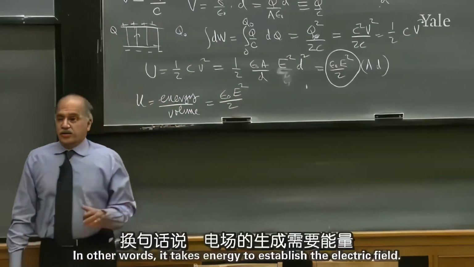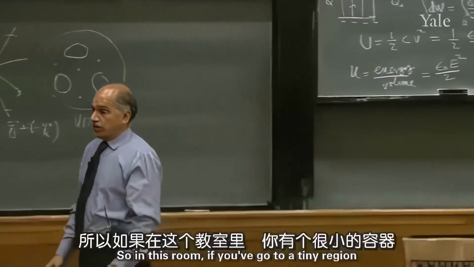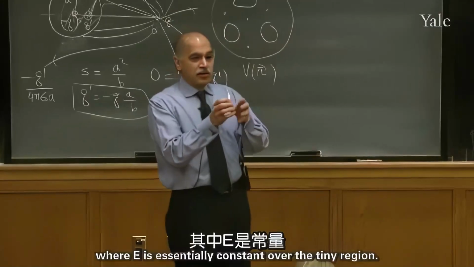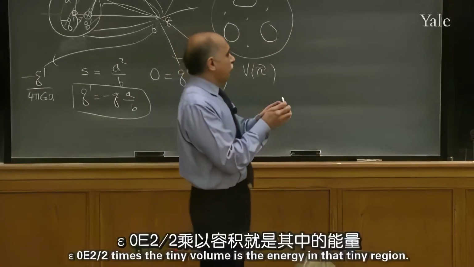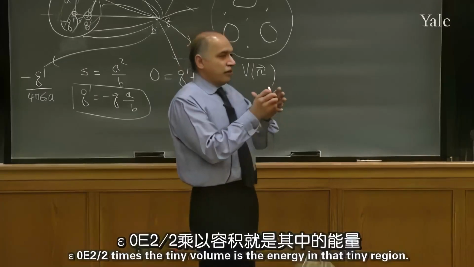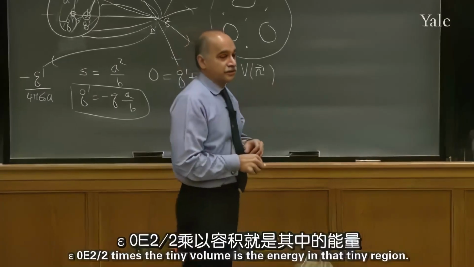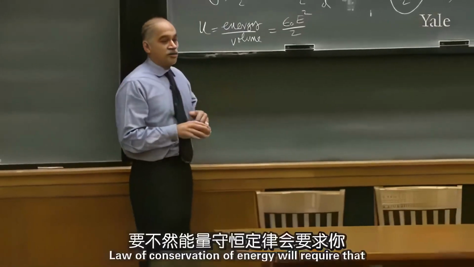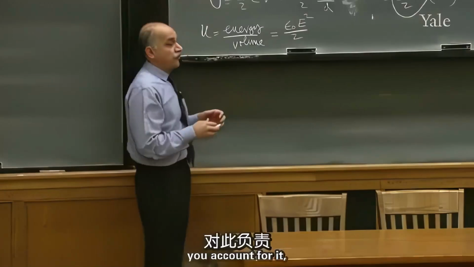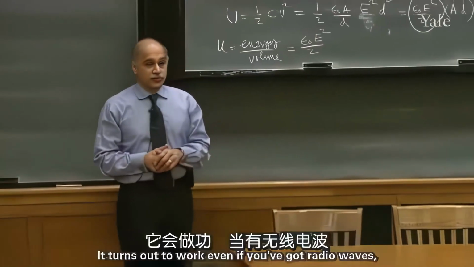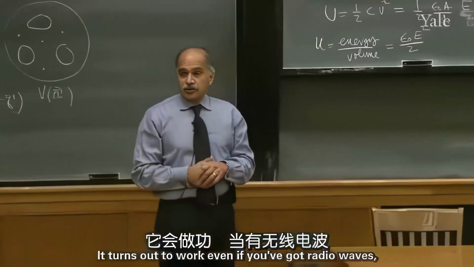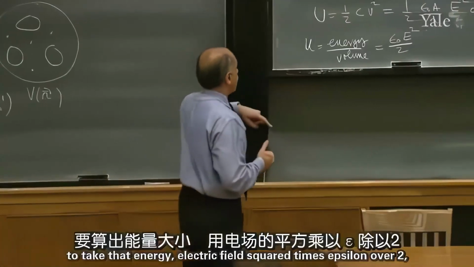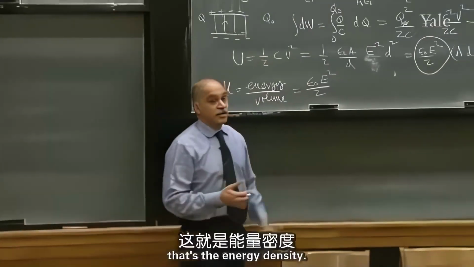In other words, it takes energy to establish the electric field. So in this room, if you go to a tiny region where E is essentially constant, epsilon 0 E squared over 2 times the tiny volume is the energy in that tiny region. Once you've got an electric field, it just cannot disappear. The law of conservation of energy will require that you account for it, and this is the energy per unit volume. It turns out to work even if you've got radio waves, electromagnetic waves going anywhere. Electric field squared times epsilon over 2, that's the energy density.